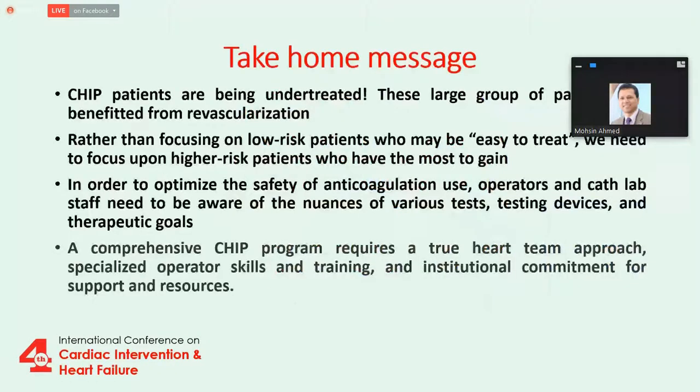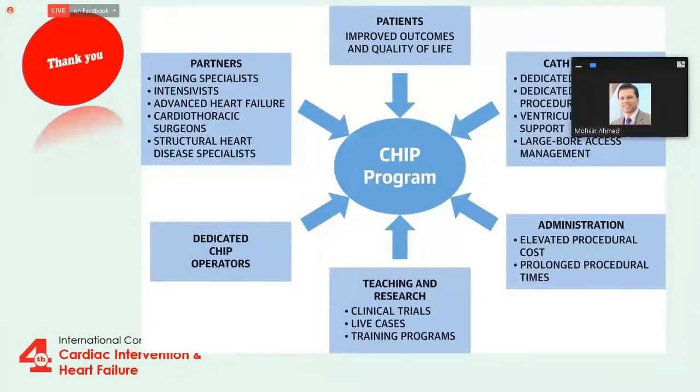Take-home message: high-risk patients are being undertreated. This large group of patients benefits from revascularization. Rather than focusing on the low-risk group, who may be easy to treat, we should go for the high-risk procedures. In order to optimize the safety of anticoagulation use, operators and cath lab staff need to be aware of the nuances of various testing devices and therapeutic goals, and we should build a high-risk PCI program in our cath labs. By doing a high-risk PCI program in our cath labs, we can save our patients from bleeding and also thrombosis. Thank you, everybody. Thank you for your patient hearing.